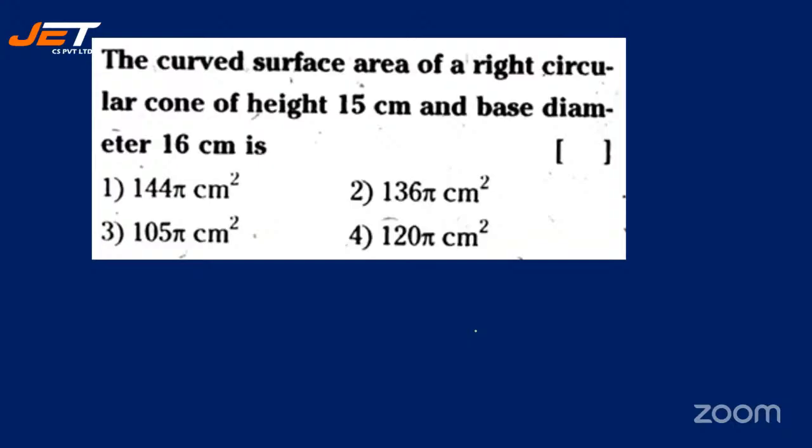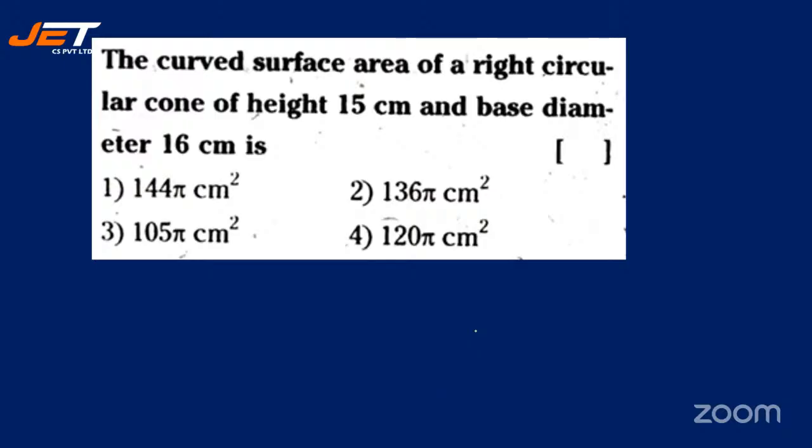The curved surface area of a right circular cone of height 15 centimeter and the base diameter 16 centimeter is dash. So they have given you the height as 15, then diameter is 16 means radius is 8. All right. So with this, you will be able to give the answers. So what is the curved surface area of the right circular cone? It is pi RL.